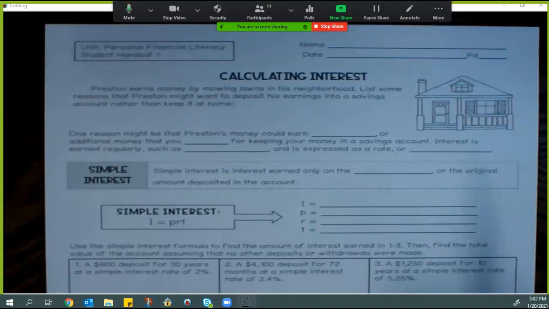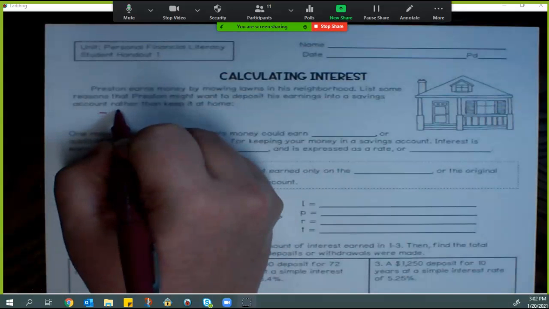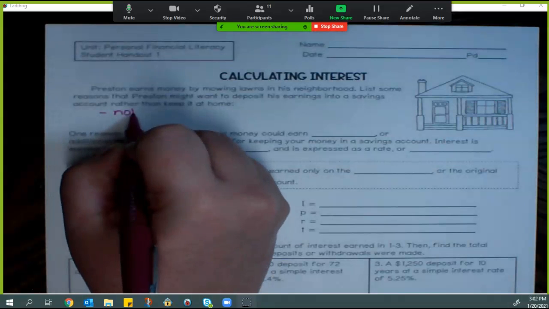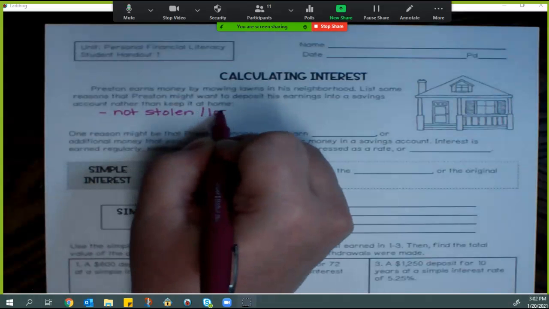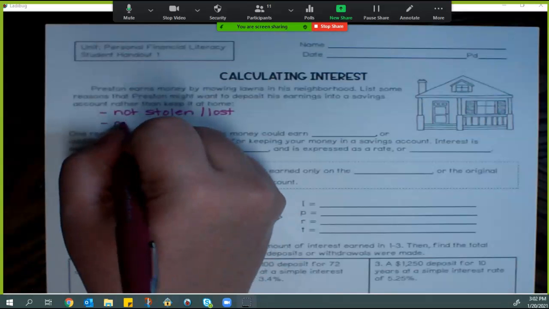Okay, so we're starting with Preston earning money for mowing lawns in his neighborhood. We just started discussing why he might want to put it in the bank instead of keeping it at home. So far we have talked about so that way it doesn't get stolen, or lost. Somebody else said so he doesn't spend it.